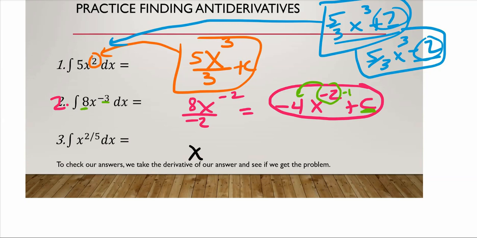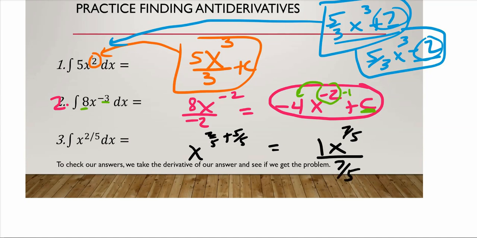So in the last scenario, I'm going to add 1 to my power. So I'm going to get x. And I'm going to say 2/5 plus 1 is really 2/5 plus 5/5. So I'm going to say 2/5 plus 5/5. And that's going to give me x to the 7/5. Now I'm supposed to divide by 7/5.